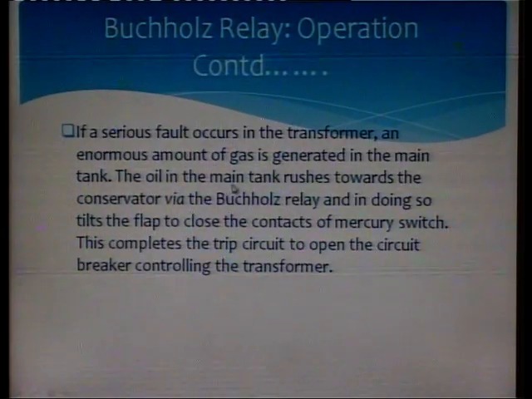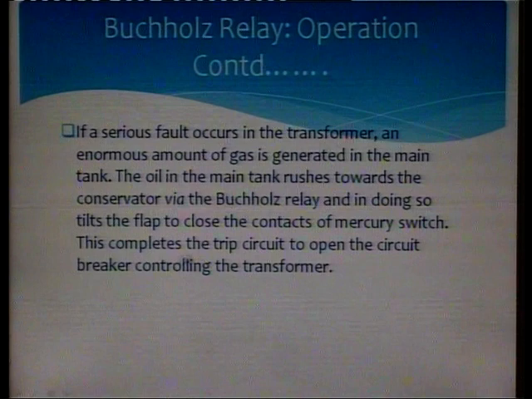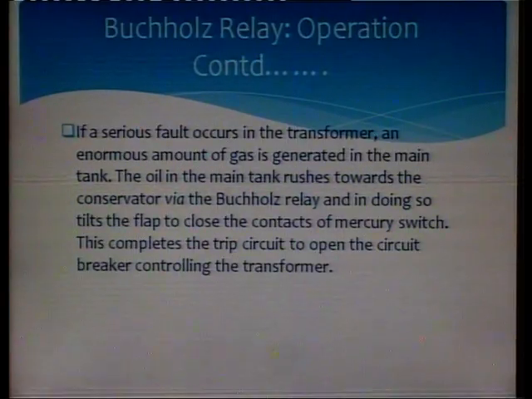So the oil in the main tank rushes towards the conservator via the Buchholz relay, and in doing so tilts the flap to close the contacts of the mercury switch. So the mercury switch's contacts then close, and this completes the trip circuit to open the circuit breaker controlling the transformer. So in this situation, the lower trip circuit makes the circuit breaker trip, and in this way we disconnect the transformer from the supply.